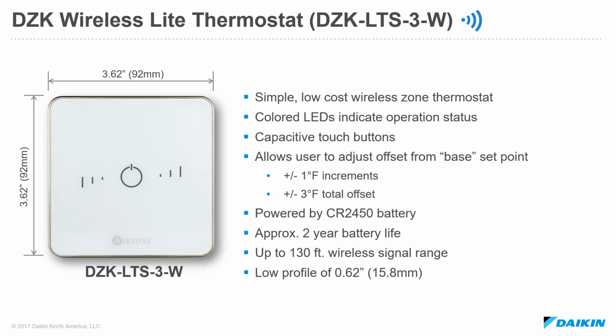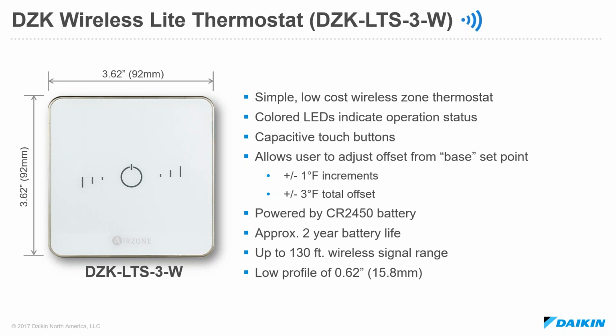The display or the lines that you see on the actual face of the thermostat are also capacitive touch buttons that the user uses to control their particular zone outlet. And so what the wireless light thermostat offers is the ability for the user to adjust an offset from a base level set point. Essentially, one of the wired controllers can be used to set the base set point for the wireless light zone.